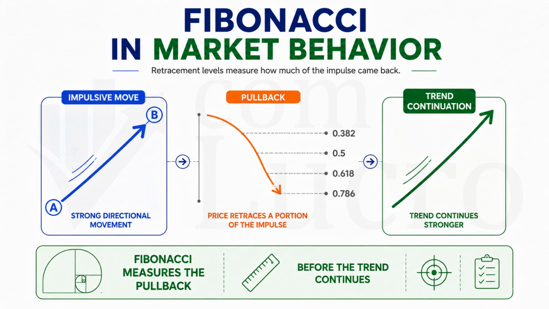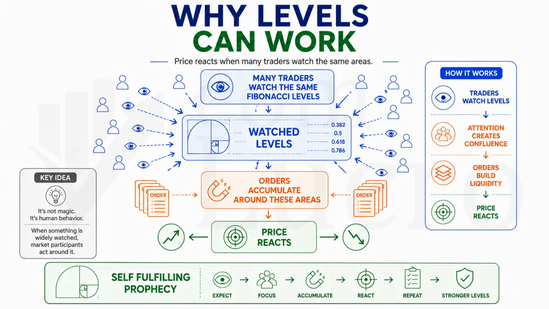Now, why do Fibonacci levels work in trading? The main reason is not necessarily that markets are controlled by nature. In many cases, it is because a large number of traders are watching the same levels. As a result, many buy and sell orders can accumulate around those areas. Price reacts because market participants expect it to react. This is known as a self-fulfilling prophecy.